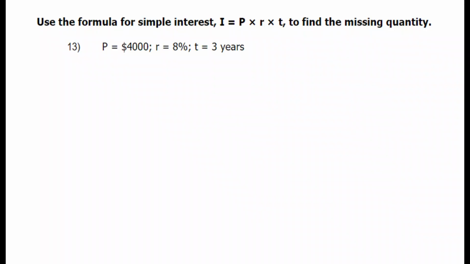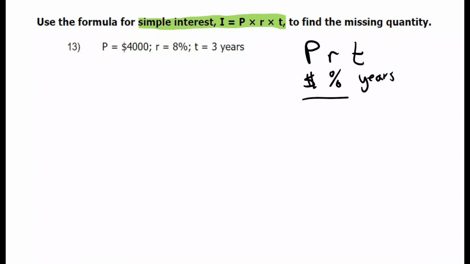13 wants you to use the simple interest formula, which is I is equal to principal times rate times time. P times R times T. The principal, that's your dollar amount. The interest rate, that's your percentage. And the time is always in years, okay?